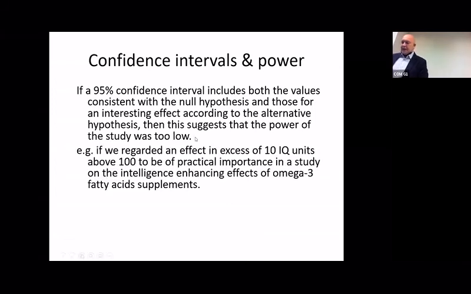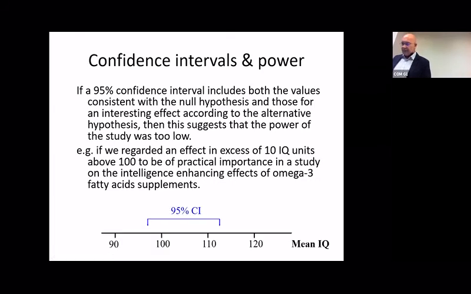So let's say we regarded an effect in excess of 10 IQ units, just like the example that we had earlier, above 100, to be of practical importance. And we were looking at the effects of omega-3 fatty acid supplements. Let's say we got this result. This confidence interval spans both 100, the null value, and 110, our value of practical importance. So this is like scenario D in the previous slide. This tells us straight away we just don't have enough participants, and it's not powerful enough.